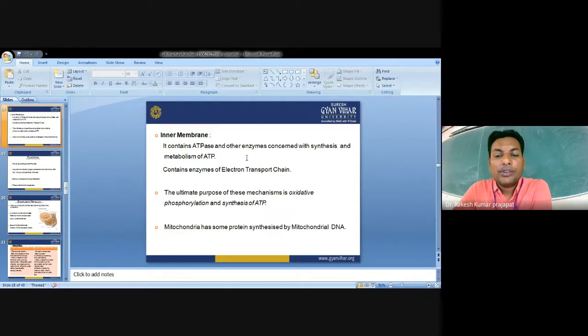Mitochondria have some other proteins which are synthesized by the mitochondrial DNA, because mitochondria and chloroplasts, these two cell organelles, have their own genetic material. So they can synthesize their own proteins by their own machinery.